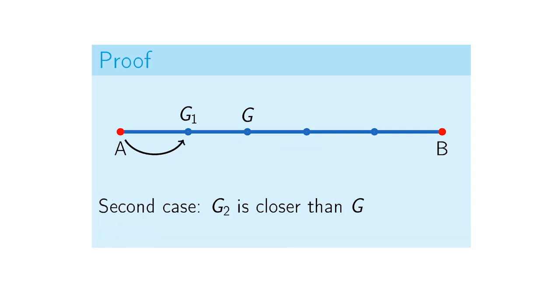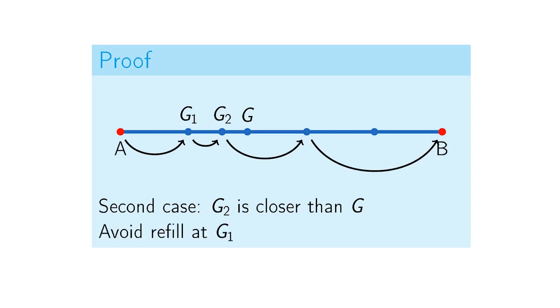And the second case is when G2 is actually closer to A than G. And then the route can look like this. But in this case we can avoid refilling at G1 at all and refill at G2, or even refill at G in the first place. And then we'll reduce the number of refills of our optimal route, which is impossible. So this second case actually contradicts our statement that we were looking at an optimal route. And we've proved our lemma.